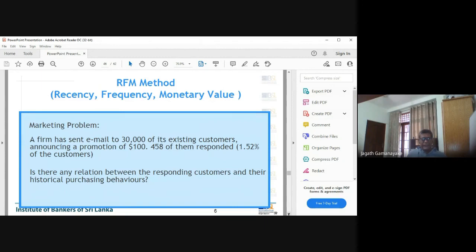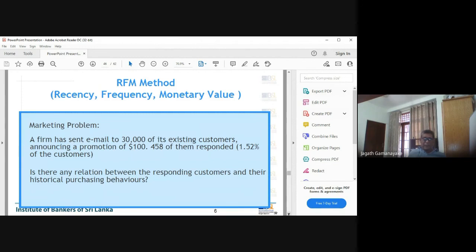Users send an email to 30,000 of its existing customers, announcing a promotion of around $1,000. If you look at it, from the 30,000, only 458 of them responded. Only 458.